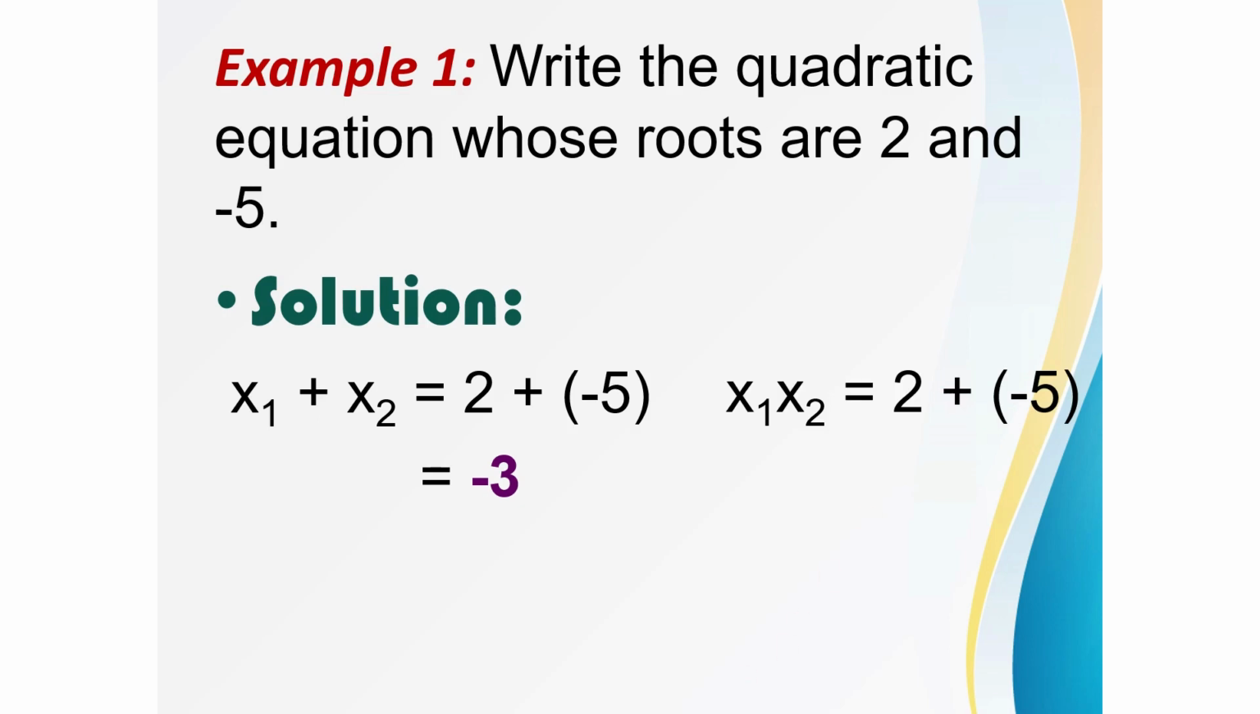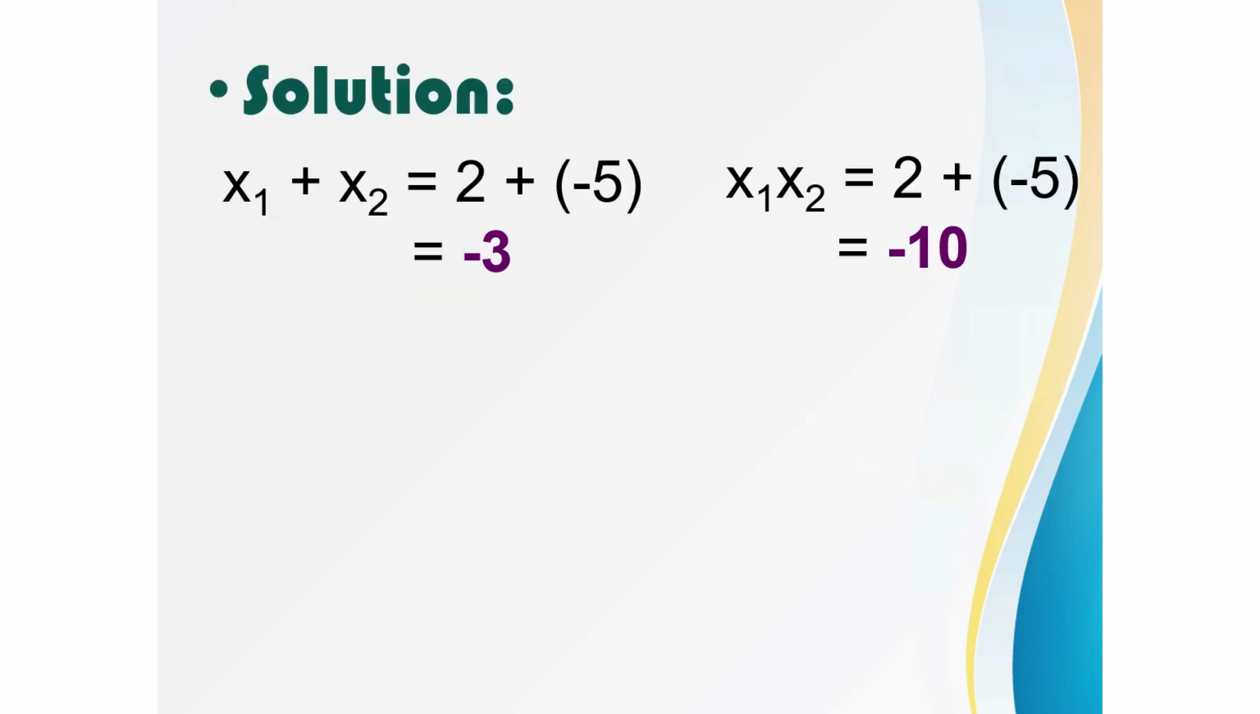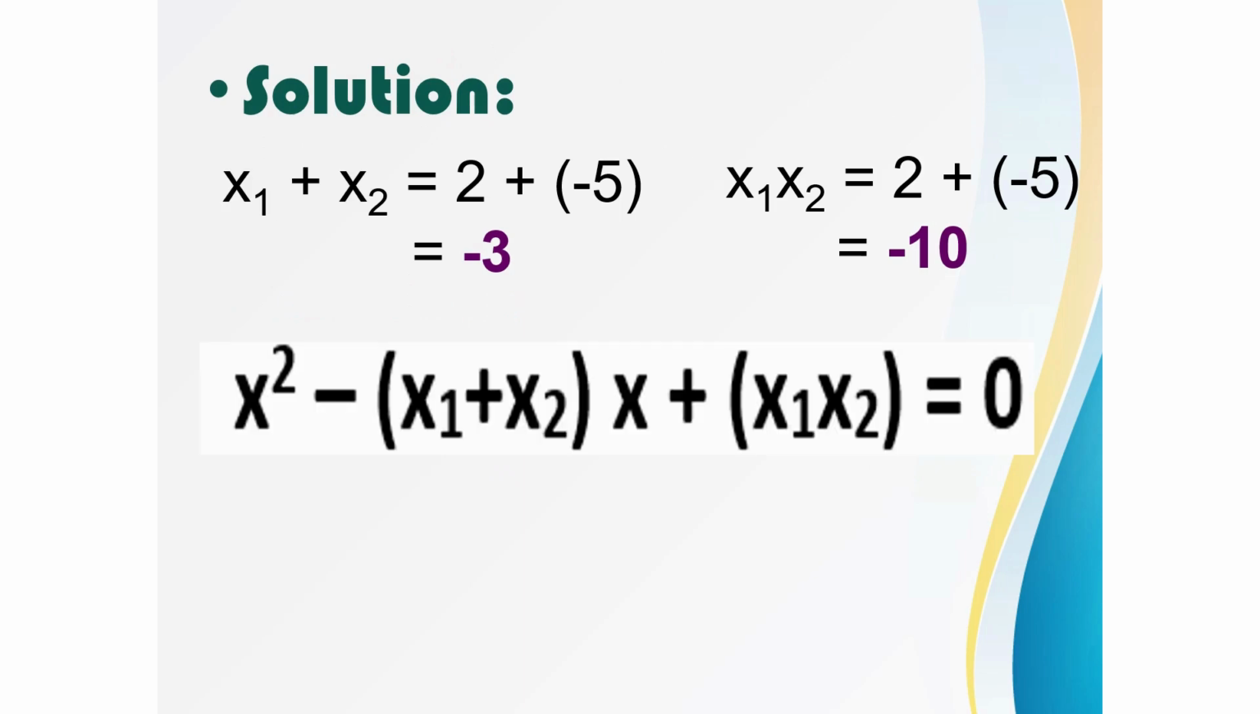So this is times, correction. So 2 times negative 5 is negative 10. Then write in the quadratic equation: x squared minus sum of the roots times x plus product of the roots equals 0. So x squared minus the sum of the roots, which is negative 3, lagyan ng x, plus the product of the roots, which is negative 10, equals 0.